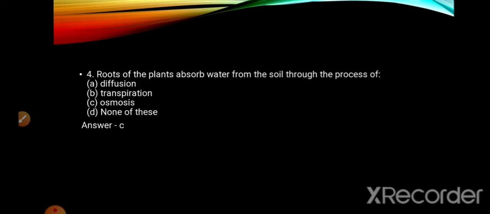The next question is, roots of plants absorb water from the soil through the process of. So C is the right answer of this question. Osmosis is the process by which the plant absorbs water from the soil. What is the process of osmosis? The gradual passing of a liquid through a thin layer of material, a membrane. This is called the osmosis process, and the plant takes water through the roots by osmosis.